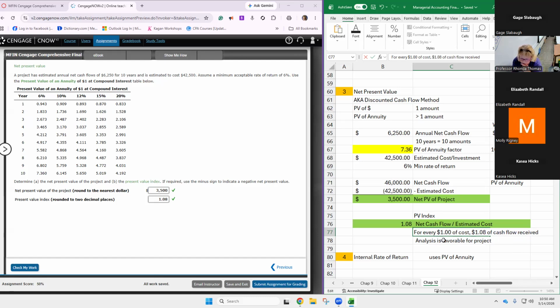The analysis is favorable because once again, if a dollar is invested by buying the technology, the project that we're getting ready to do, if we have to plunk down 42,500, we're going to get $1.08 of cash flow received. So 8% more than what we're putting in. We're getting the dollar back, but we're getting 8% on top. So it is favorable, but they don't have a place to choose that.